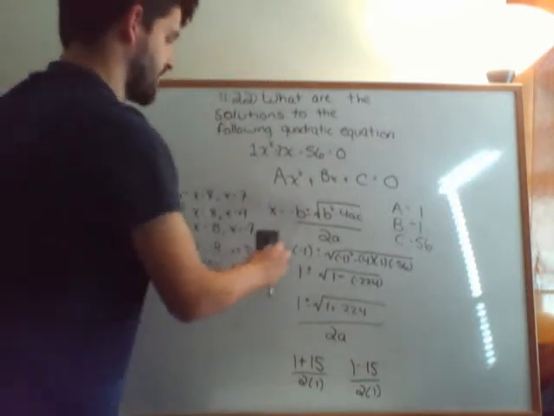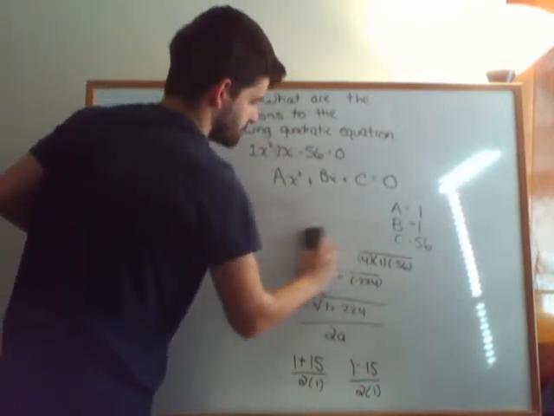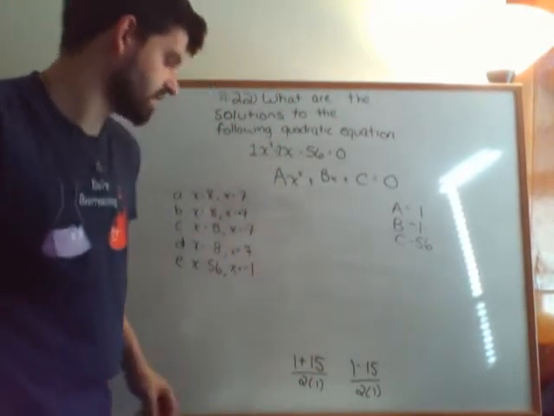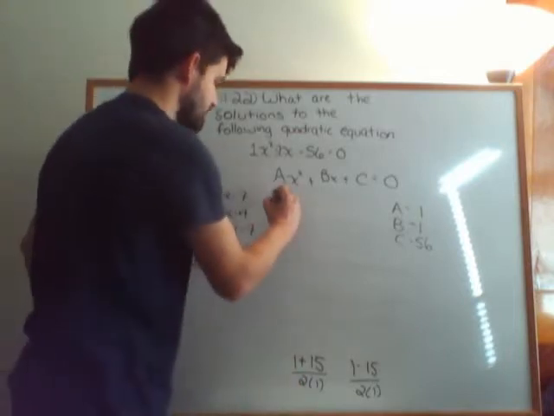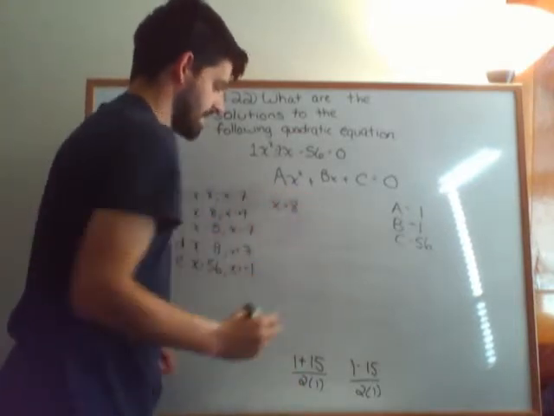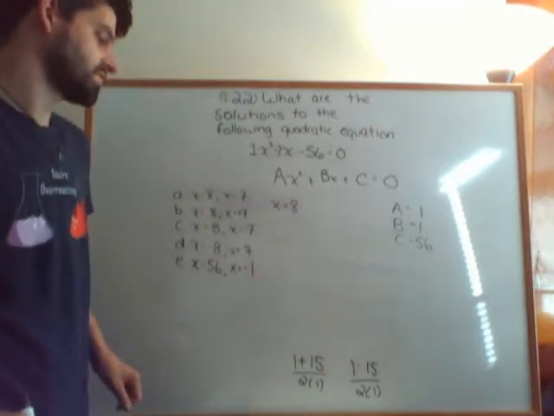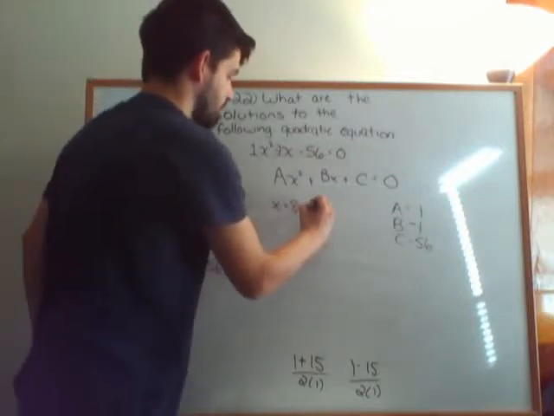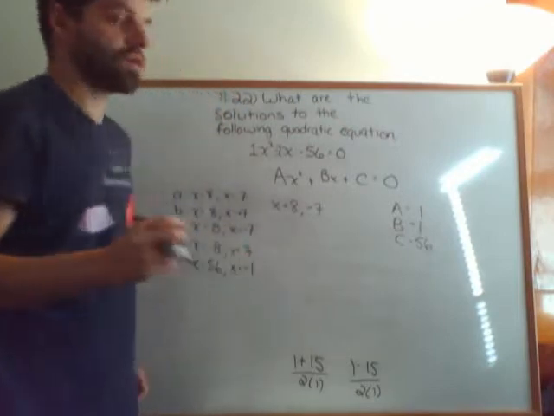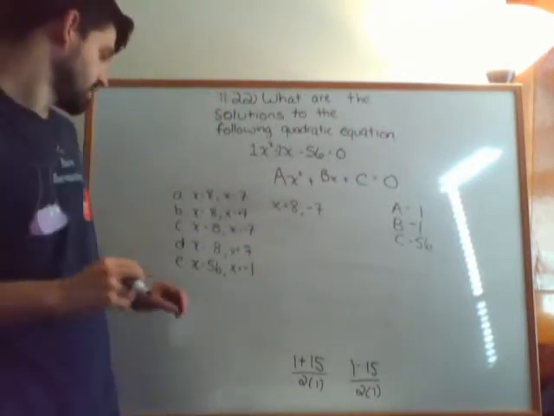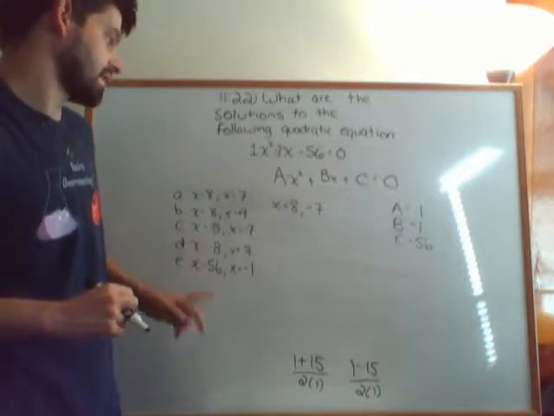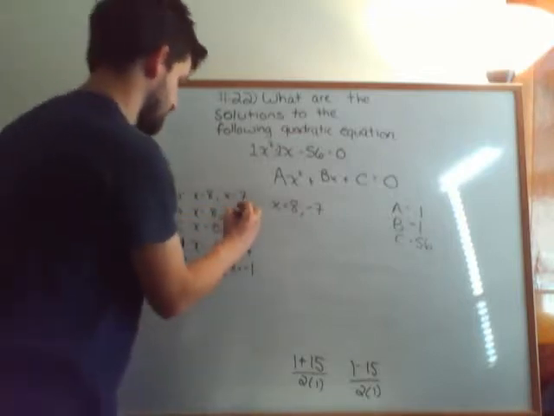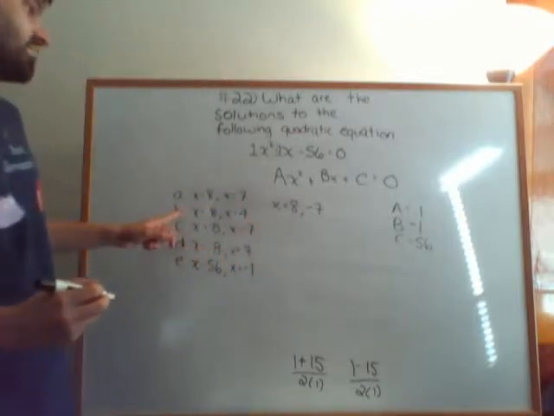Now, kind of bringing this back up here so it's a little easier to see. Solving the arithmetic, we have 1 plus 15 is 16 over 2, and that's 8. And then we have 1 minus 15, which is going to be negative 14 over 2, and that's going to be negative 7. So the roots or solutions to your equation are going to be equal to negative 7 and positive 8. And the answer for that one is actually going to be choice B.